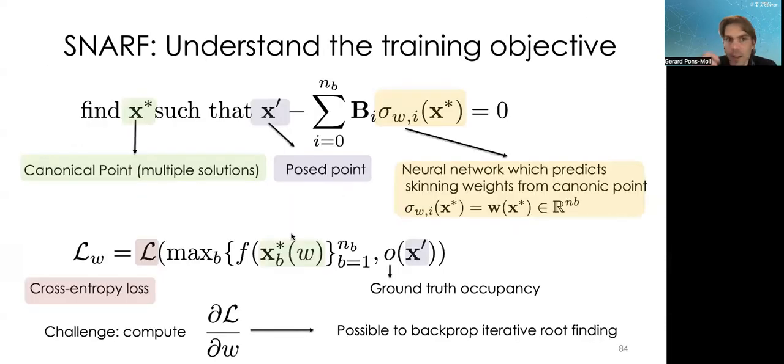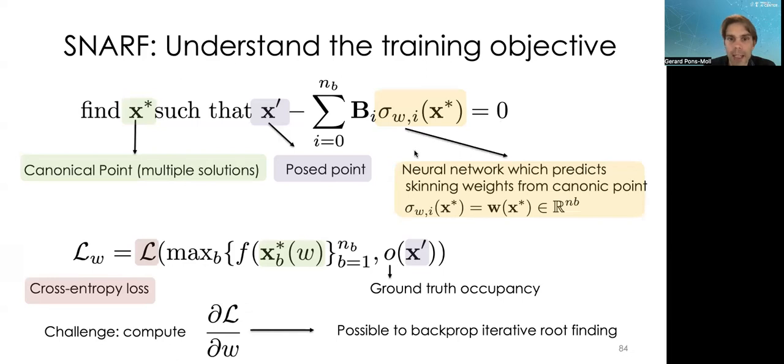So mathematically, you have the following relationship. Find x star such that x prime minus this posed point, which is the sum over the parts and the skinning weights, which are predicted by the neural network sigma W, and i indexes the skinning weight of that part. Find x star such that this equation is true: x prime minus the skinned point equals 0.